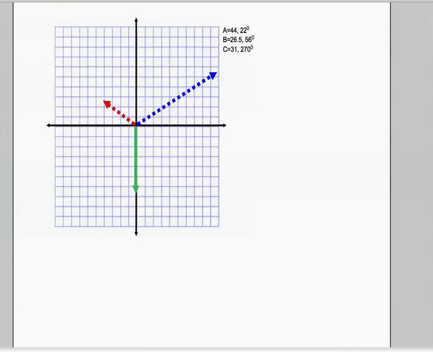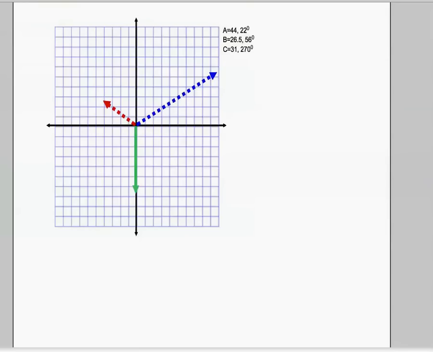I'm solving problem number 10 on page 66. This is a vector addition problem. The problem reads, three vectors are shown in figure 332. Their magnitudes are given in arbitrary units. Determine the sum of the three vectors. Give the resultant in terms of A, components, and B, magnitude and angle with the x-axis.